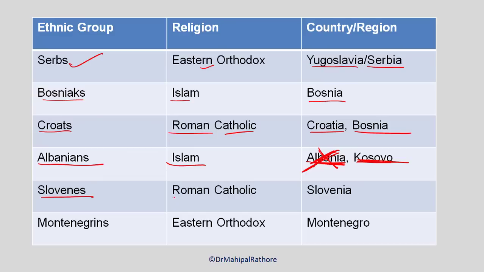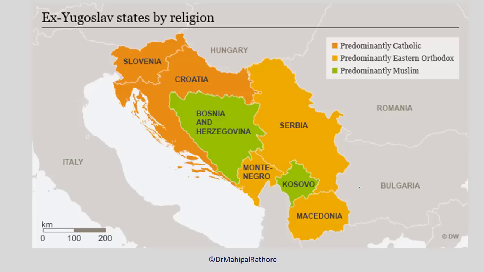Then Slovenes, they are Roman Catholics. They live in Slovenia. And then Montenegrins, they are Eastern Orthodox followers. Which region are they found? Montenegro. Then this map shows according to the religion. Whichever religion is in majority, the countries are colored according to that. So the northern republics, Slovenia and Croatia, dominated by Roman Catholics. So that is why they are dark colored. Then lighter colored areas are Eastern Orthodox. So Serbia, Montenegro and Macedonia, Eastern Orthodox. But two regions are predominantly Muslim, that is Bosnia, Herzegovina and Kosovo.